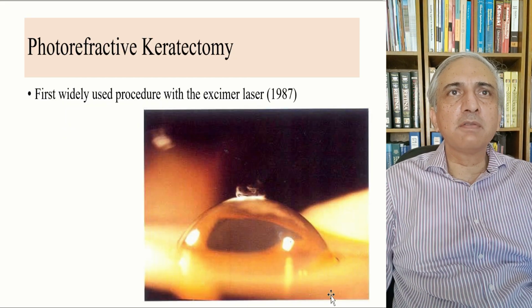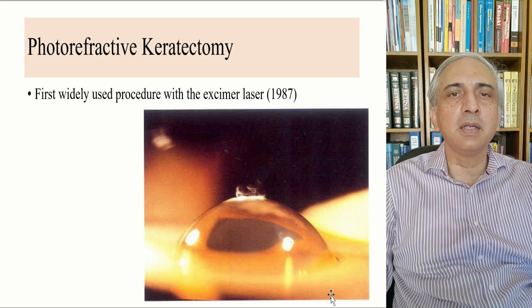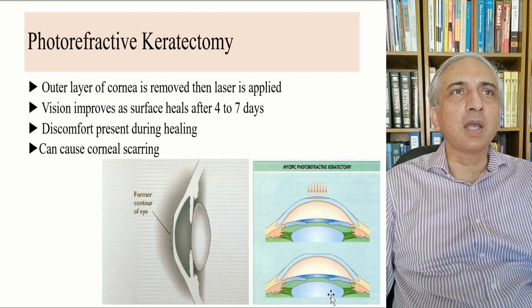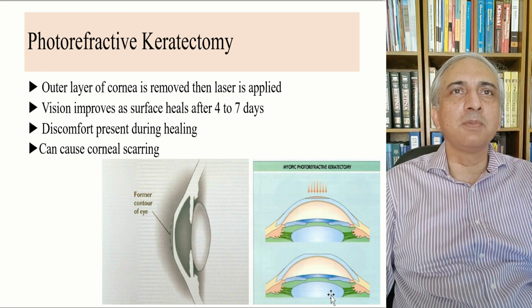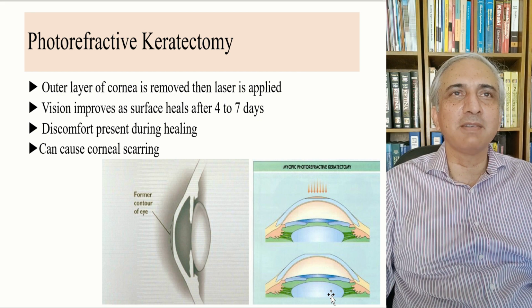Photorefractive keratectomy was the first widely used procedure with excimer laser in 1987. So next we go on to photokeratectomy. The outer layer of the cornea is removed and then laser is applied. Vision improves as the surface heals after 4 to 7 days, and there is discomfort present during healing and it can cause corneal scarring.